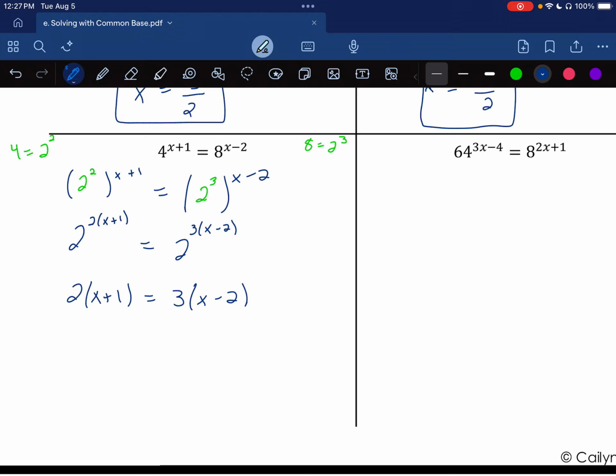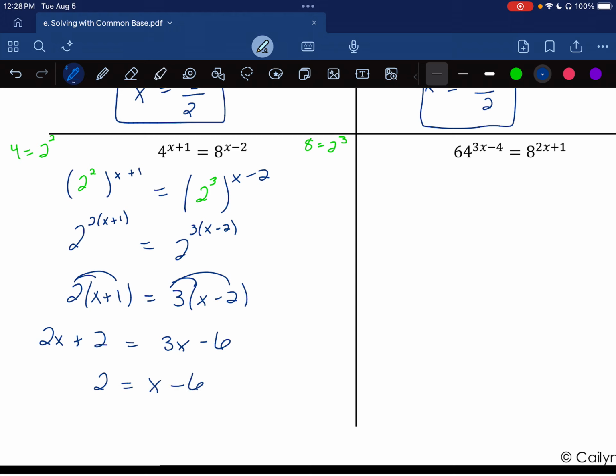All right, so now we're going to distribute. We have 2x plus 2 is equal to 3x minus 6. Going to subtract 2x from both sides. So we're going to have 2 is equal to x minus 6. If I add 6 to both sides, I'll get x is 8.